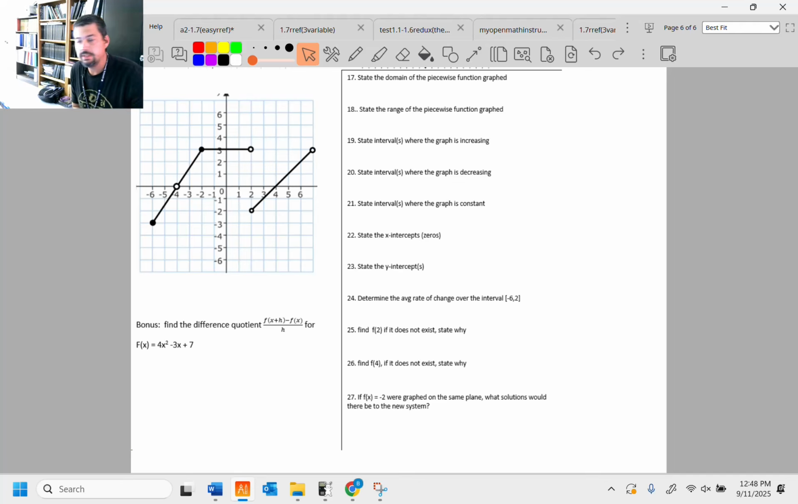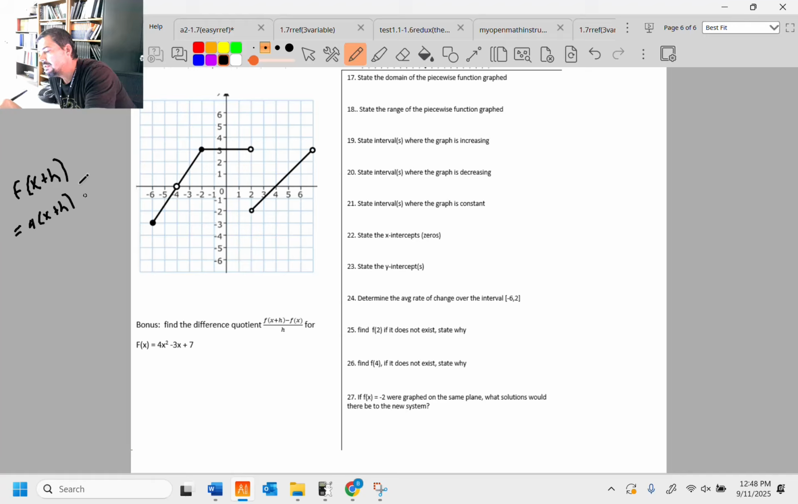So for no good reason, I'm going to do this one backwards. For no good reason. So here's the bonus. It's the only one on this one. You're supposed to find the difference quotient, which is f of x plus h, take away f of x, over h for this function. So I'm going to start by doing the f of x plus h piece, which means that every x I encounter becomes an x plus h.